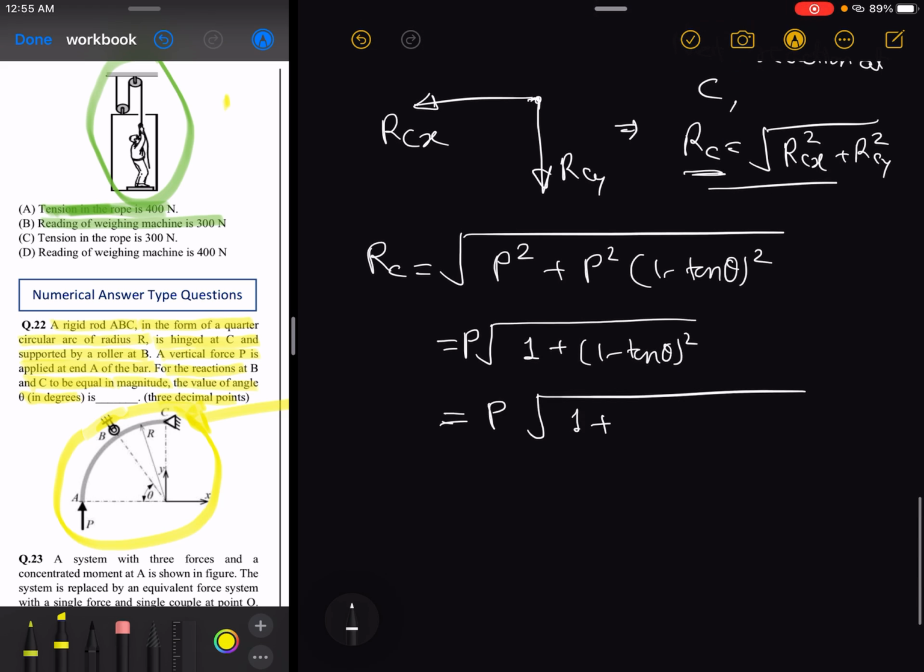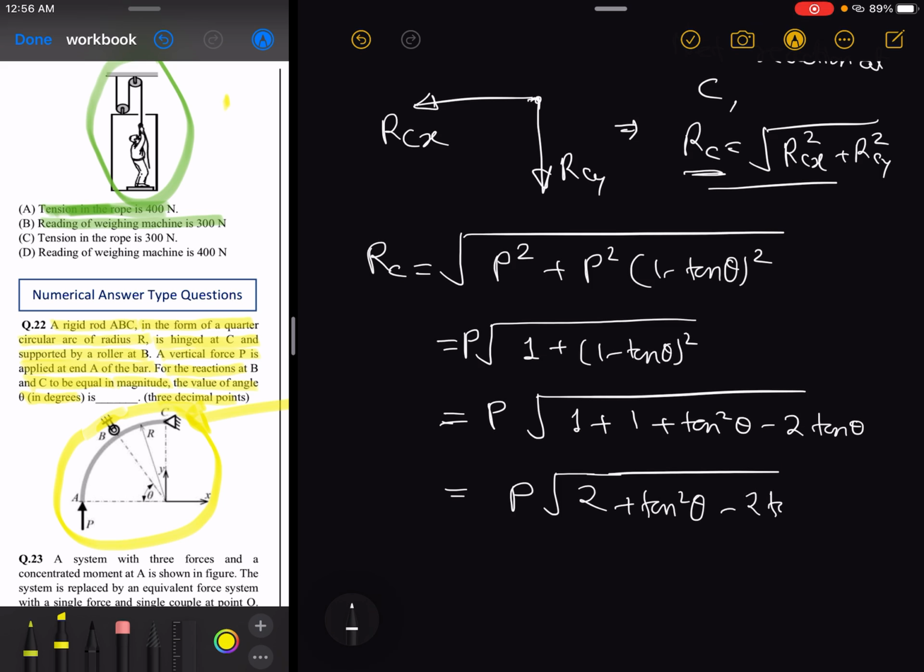1 plus, now I am opening with the identity (a minus b) whole square, so it is nothing but a square plus b square minus 2ab. So this is equal to P under root of 2 plus tan square theta minus 2 tan theta. So this is the equation which we are getting, that is this is equal to RC.